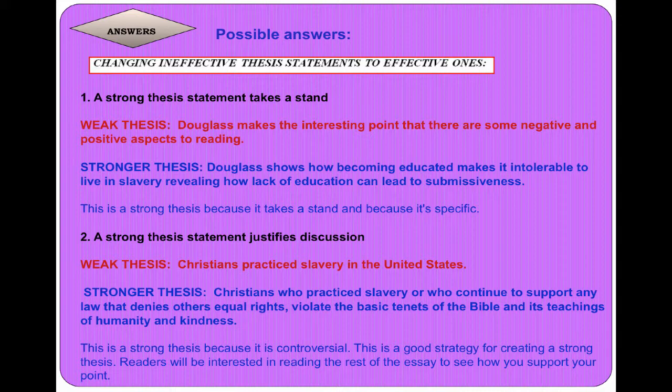2. A strong thesis statement justifies discussion. A stronger thesis would be, Christians who practice slavery or who continue to support any law that denies others equal rights violate the basic tenets of the Bible and its teachings of humanity and kindness. This is a strong thesis because it is controversial. This is a good strategy for creating a strong thesis. Readers will be interested in reading the rest of the essay to see how you support your point.